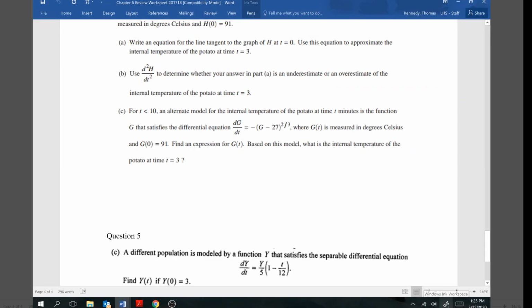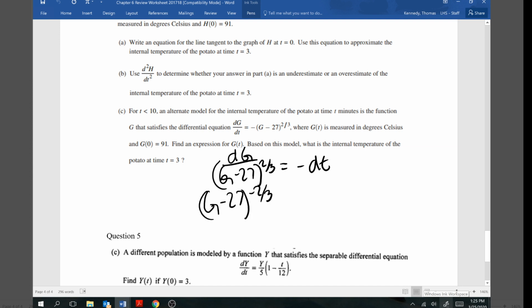And I'm going to separate variables. So I divide both sides by g minus 27 to the 2/3. And one thing that I always do here that a lot of you don't always do is I leave the negative on the right side, because I hate having negatives on my more complicated side. Okay, so these are separated. I certainly cannot integrate this left side using natural log because it's a power of 2/3. So I rewrote this as g minus 27 to the negative 2/3 dg equals negative dt.